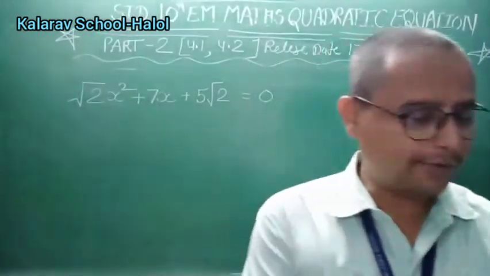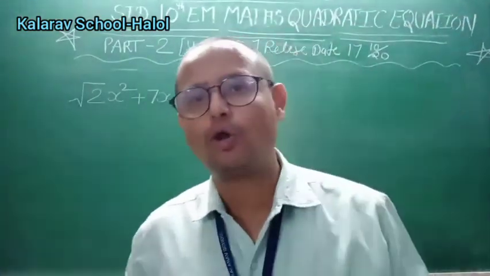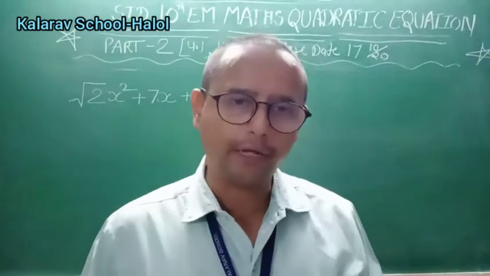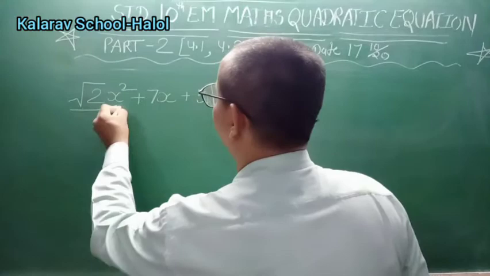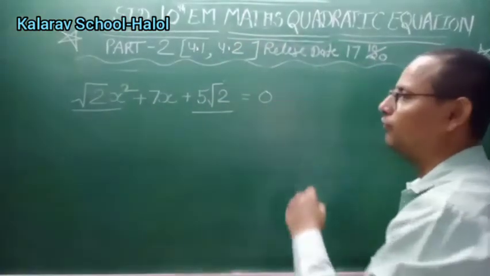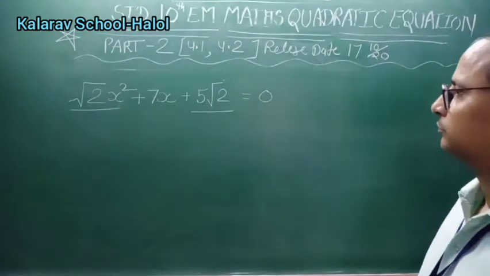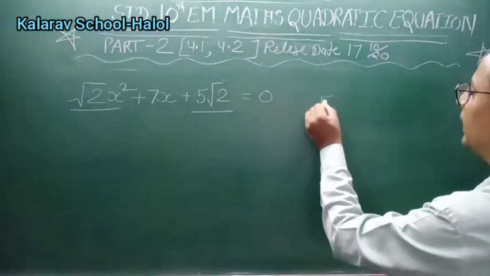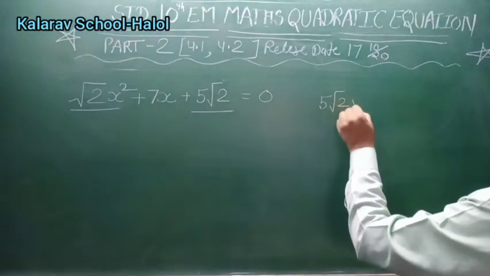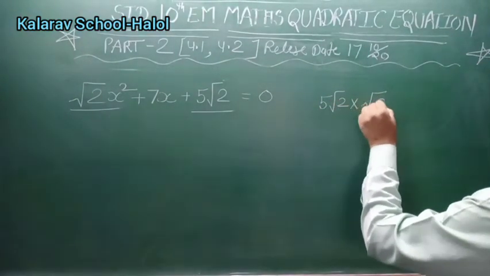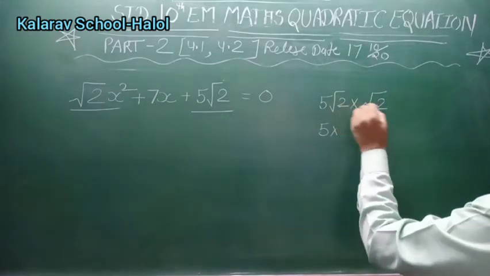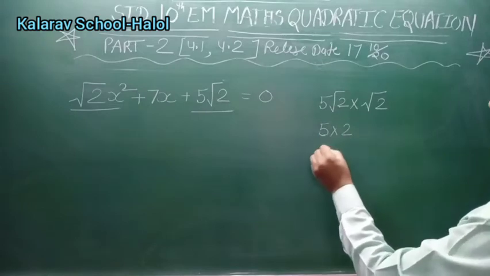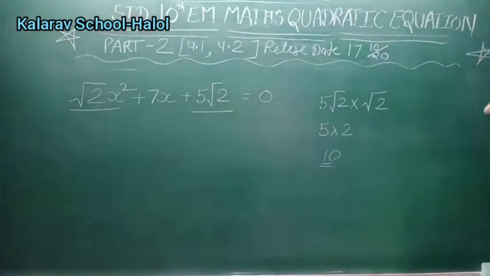Now you know very well, whenever we see the quadratic polynomial or quadratic equation, to factorize it we multiply first term and last term. So 5 root 2 multiplied by root 2, so 5 into 2, root 2 into root 2 is 2, 5 2s are 10. What you will get? 10.